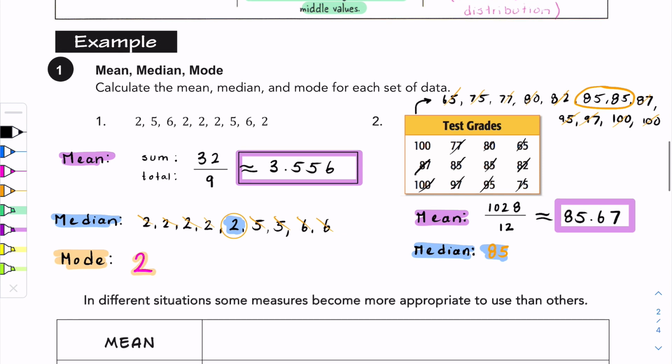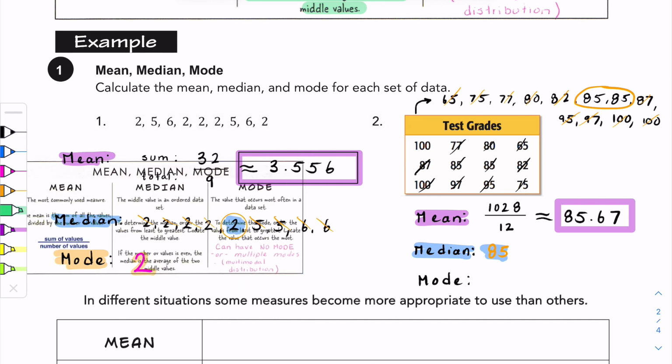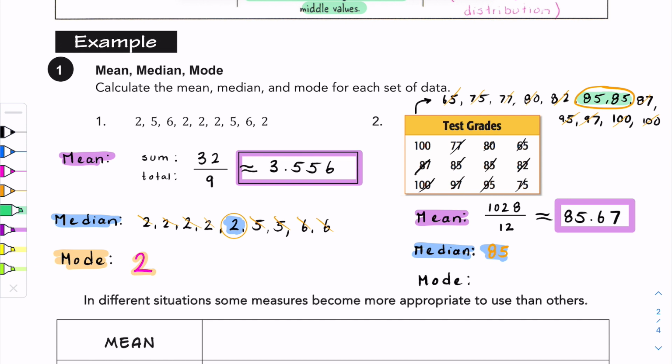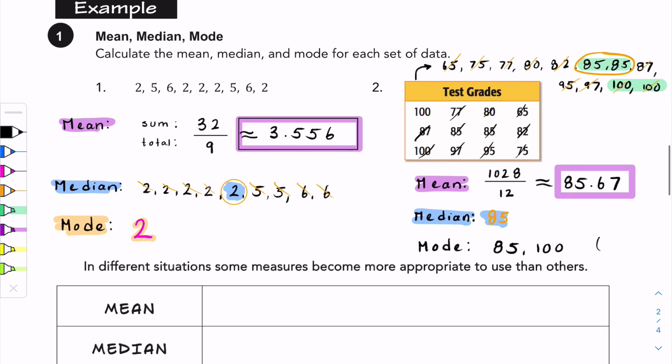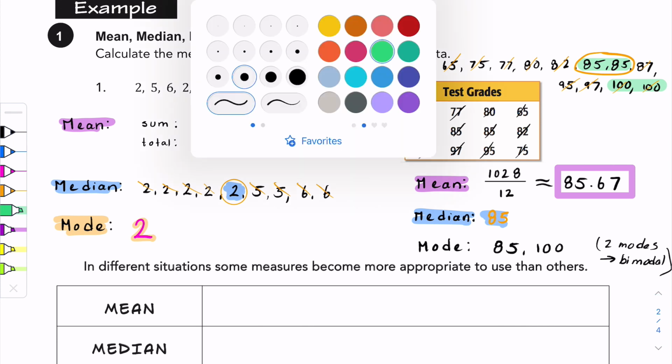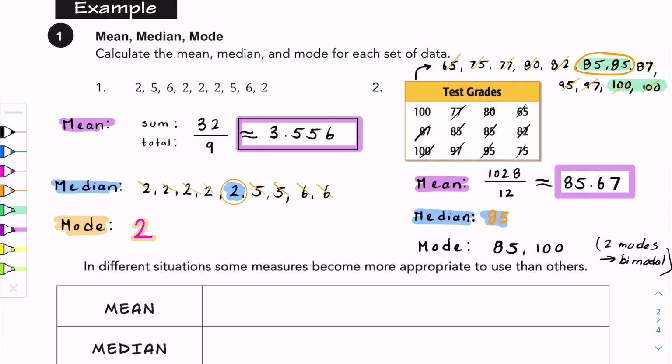So add them together and divide them out. And lastly, the mode. The mode is the number that occurs multiple times. In this data set, we have 85 that occurs twice, and we have 100 that occurs twice. So this is called bimodal because there's two modes, and I'm going to list both of them. We have a mode of 85 and a mode of 100. So in parentheses, I'm just going to write two modes, and two modes indicates that it's bimodal. Not that you need to memorize that, it's just good to understand that it's completely fine to have multiple values of the mode.